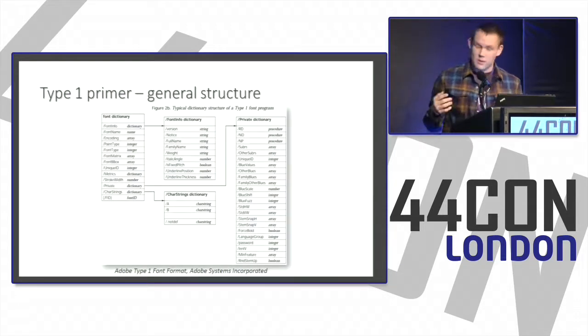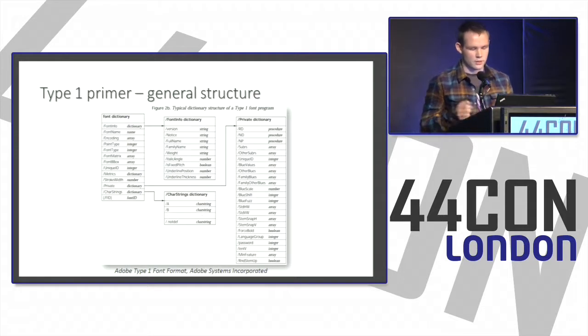So the format of the font itself, when it comes to Type 1, is very simple. You basically have a set of dictionaries, and the dictionaries can be nested. So you can have other dictionaries inside, and other than that, you have different values which can be of type string or number or array or boolean.